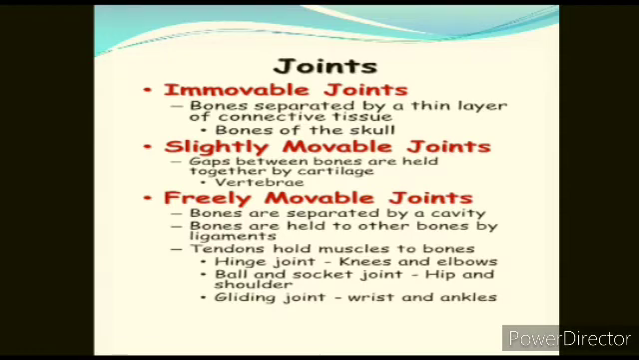The next joint is the freely movable joint. These joints allow movement in all directions, or we can say they allow free movement of the bones. For example, these freely movable joints are present in our elbow, knee, shoulder, and neck region. As we already discussed, the freely movable joints are divided into four categories. Let's discuss each category one by one.